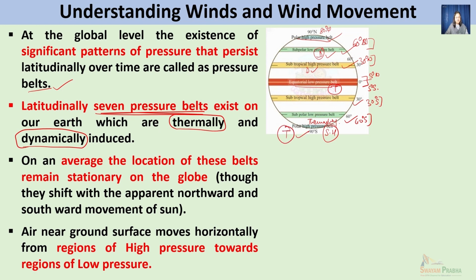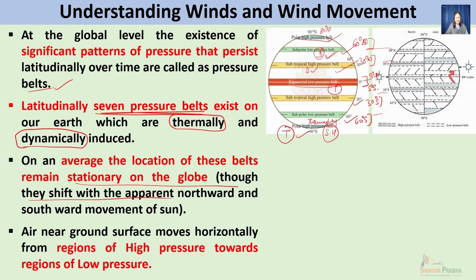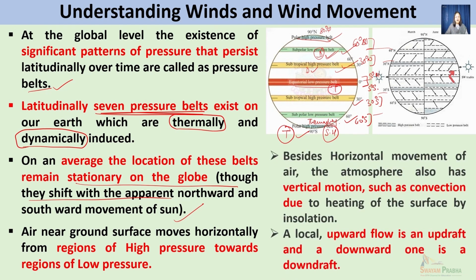The rest of the belts in between, that is the subtropical high pressure belt and subpolar low pressure belt in both the hemispheres, are dynamically induced. And these pressure belts, on an average, remain stationary. However, they shift with the apparent northward and southward movement of the sun during the summer solstice and winter solstice. And air near the ground surface moves horizontally from regions of high pressure towards the regions of low pressure.